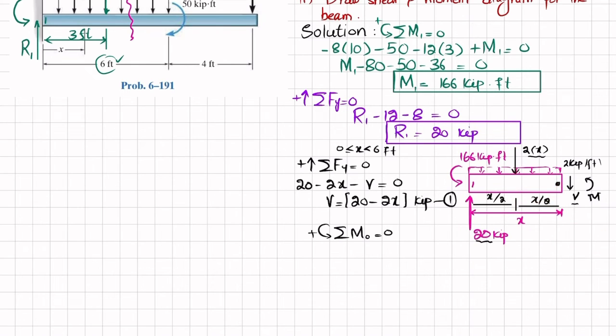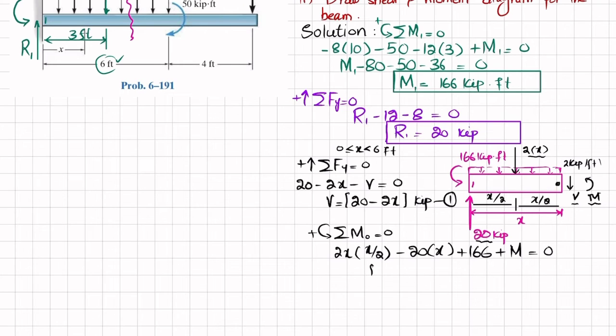So I will write 2x into the perpendicular distance x by 2. The second moment will be due to this 20 kips load and the perpendicular distance is x, and this is producing clockwise, so it will be negative. So I will write minus 20 into x. The third moment is this 166, that is a counterclockwise moment, so it will be plus. So I will write plus 166, and the last moment is the external moment, which is considered as counterclockwise, so it will also be positive, and their sum must be equal to 0.